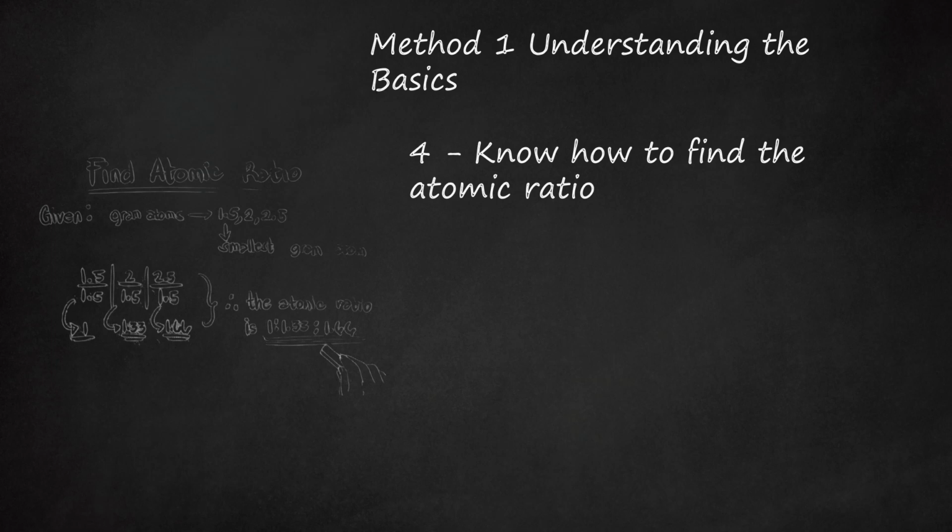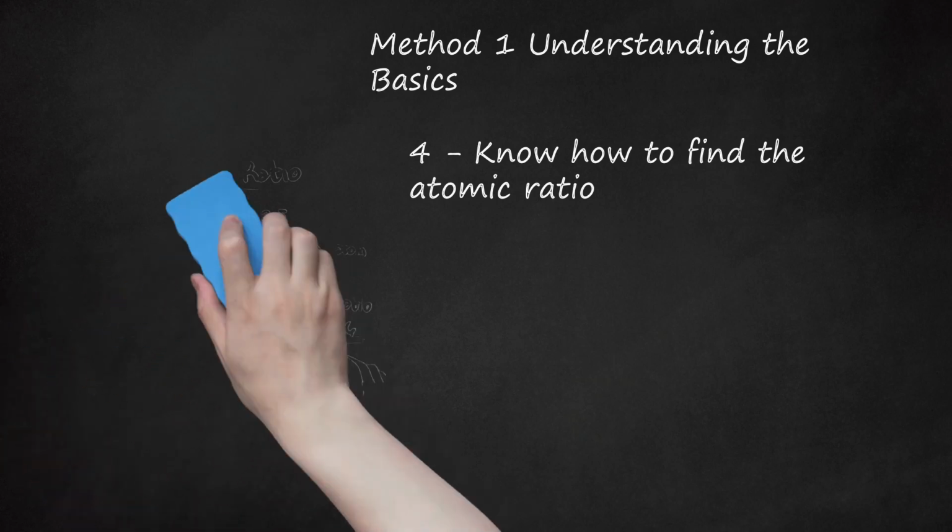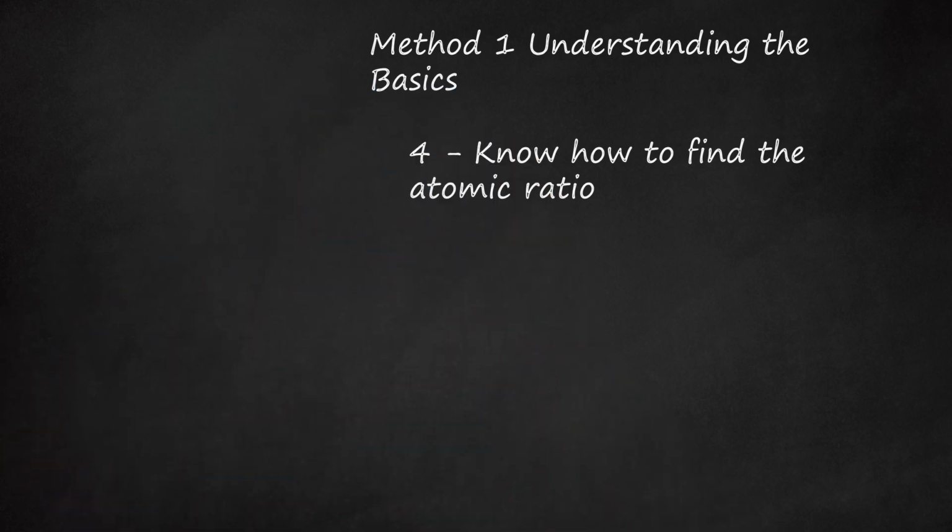For example, let's say that we are working with a compound that has 3 gram atoms: 1.5, 2, and 2.5. The smallest gram atom out of those three numbers is 1.5. So to find the atomic ratio, you must divide all of the numbers by 1.5 and then separate them with the symbol for ratio. 1.5 divided by 1.5 is equal to 1. 2 divided by 1.5 is equal to 1.33. 2.5 divided by 1.5 is equal to 1.66. So your atomic ratio is 1 : 1.33 : 1.66.